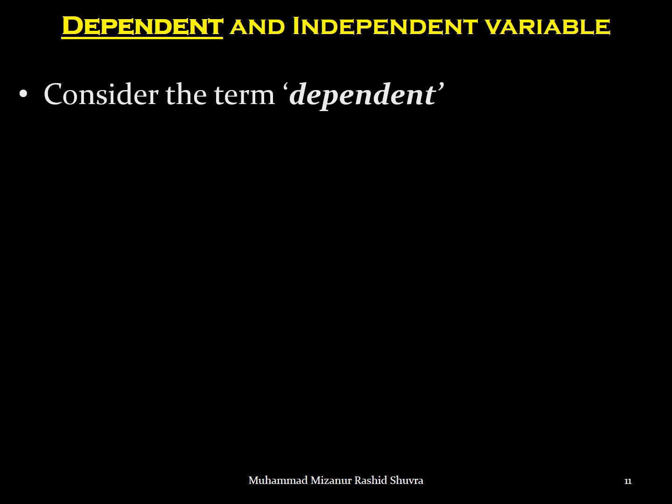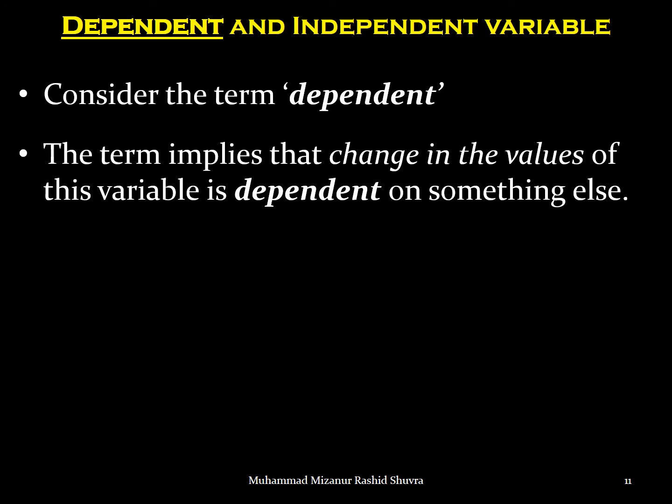Let's talk about dependent and independent variables. We first begin with the dependent variable, and here we go. Consider the term again, in English. What does the word dependent mean? The term dependent implies that the change in the values of this variable is dependent on something else. Simple, right? So a dependent variable must be a variable that's really dependent on something else. If it's dependent on something else, then you're waiting for something else to cause it. And if it's a dependent variable, then it's a result of something else. Something has happened before, and this was dependent, and that's why this one has occurred after that.